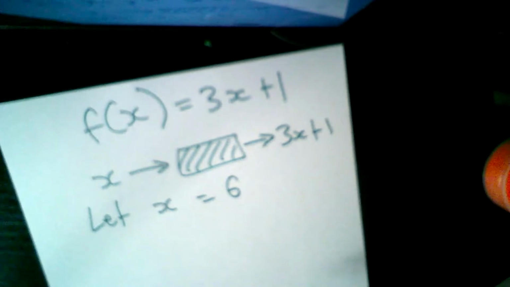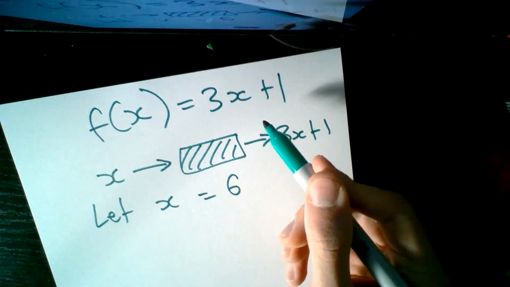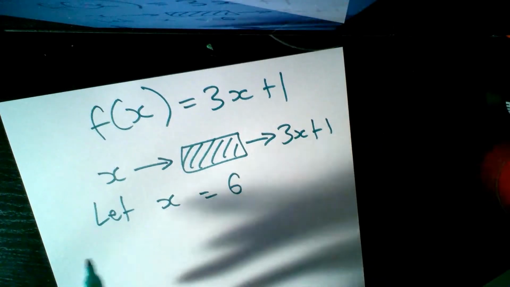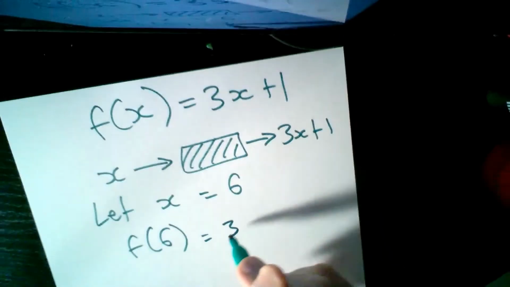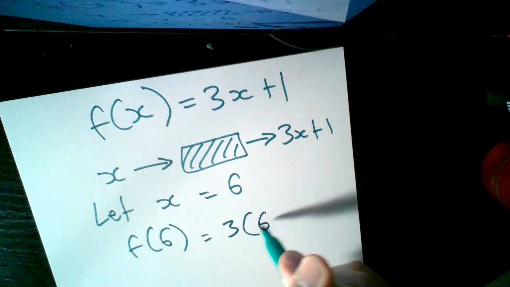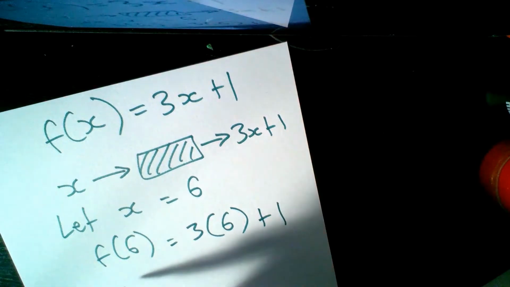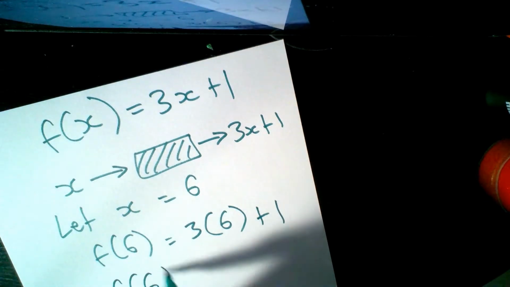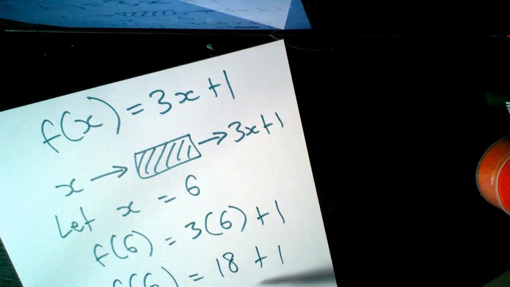Let x equal 6. So all we do is we sub 6 into the x. We sub the value of x into its place in the equation. So f of 6 equals 3 times x is 6, and then plus 1. Okay, so the f of 6 equals 3 times 6, 3 times 6 equals 18, plus 1 equals 19.